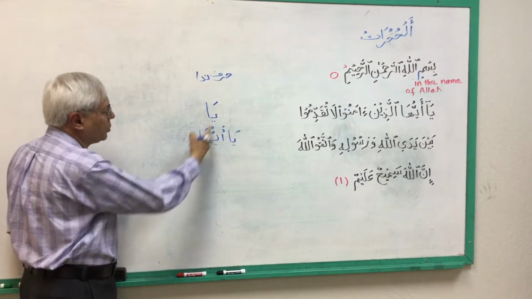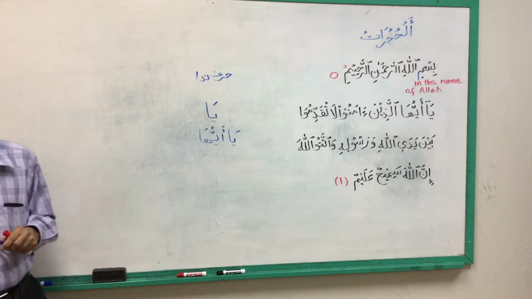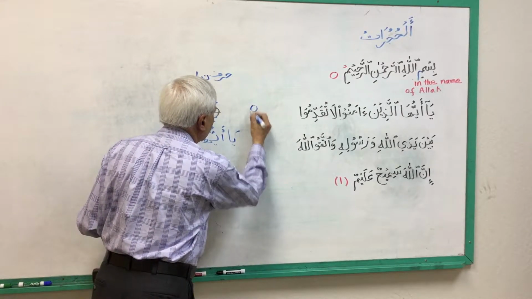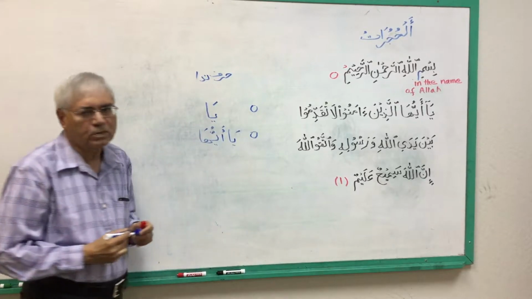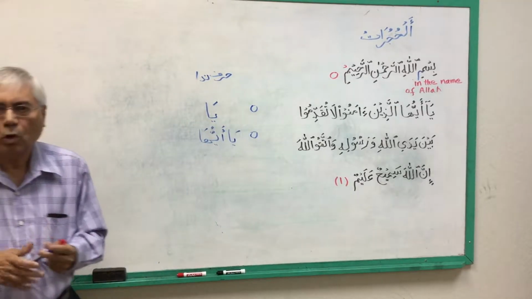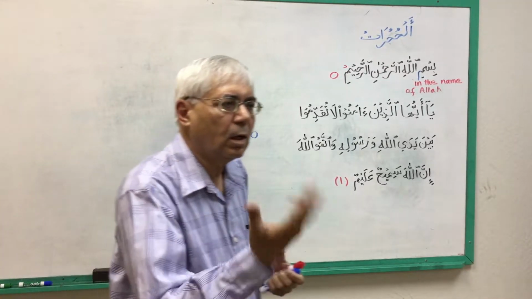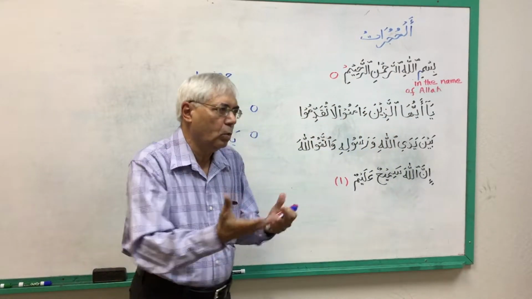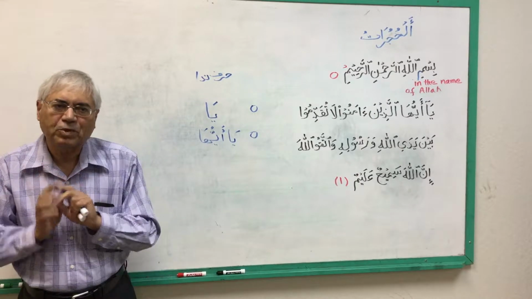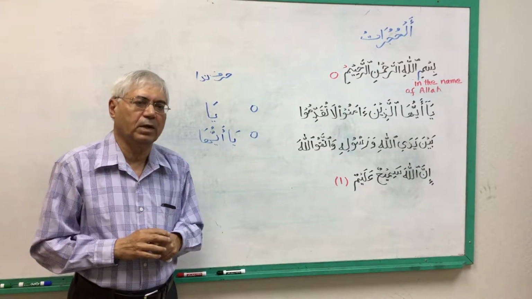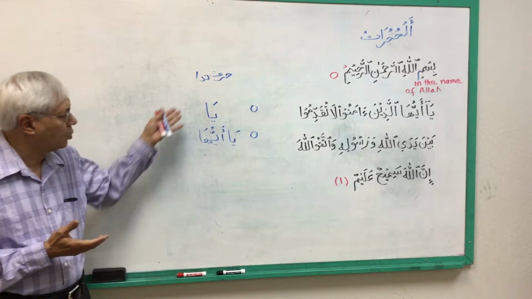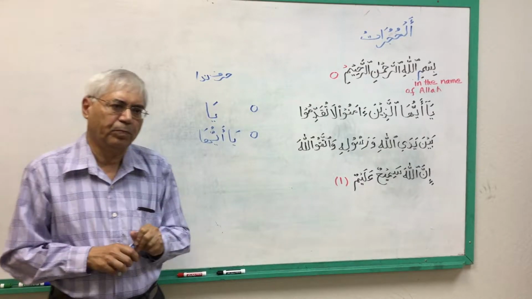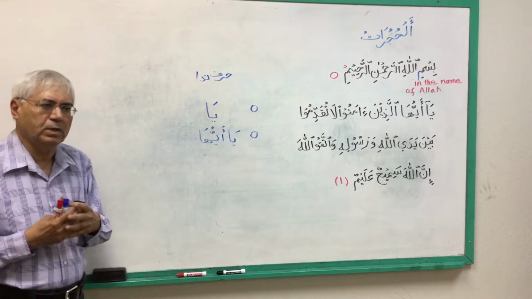Sometimes this is used, sometimes this is used. The meaning of both of these is O. O means when you say, oh my brother. O in English is a calling word or letter. Both have the same meaning, but their usage is different. The Quran uses both of these in many places, a lot of places. So we need to understand what's the difference.